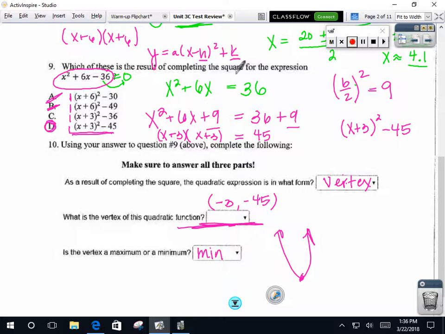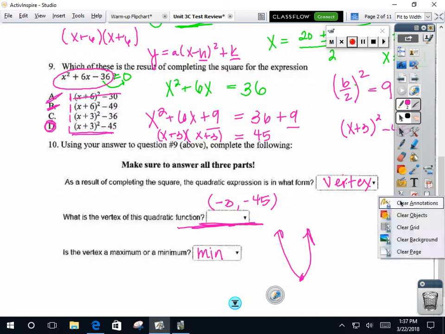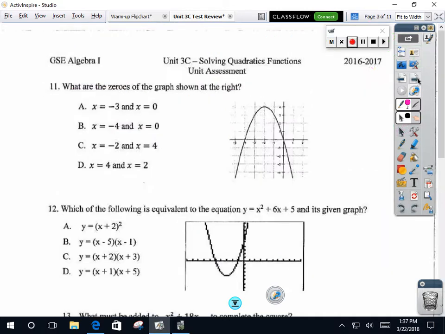So I'm trying to think if there's another. We'll go to the next page. So now you're not paying attention.